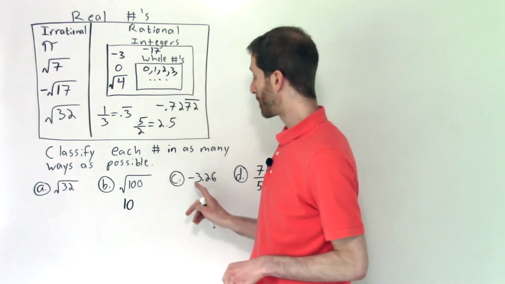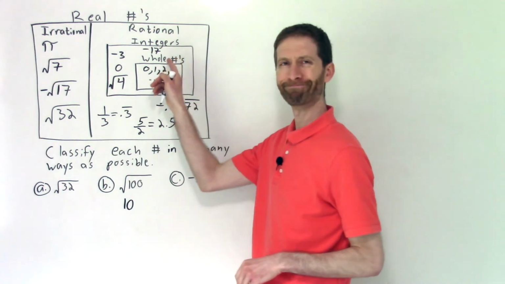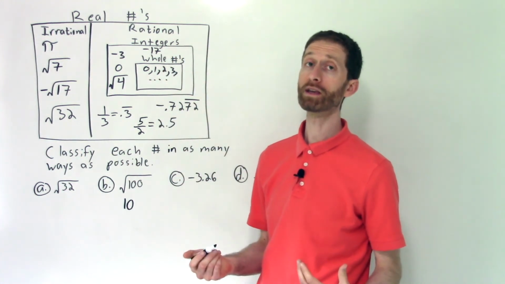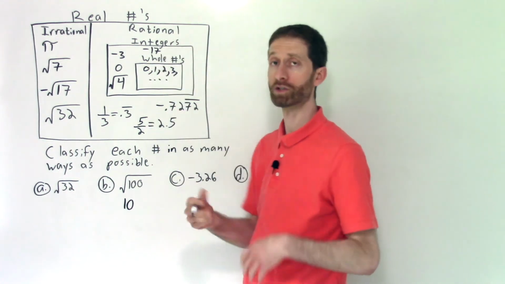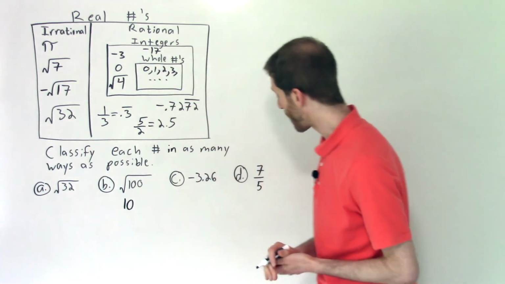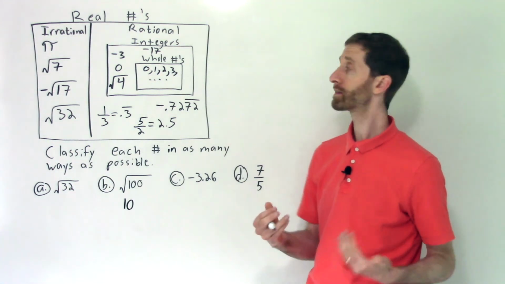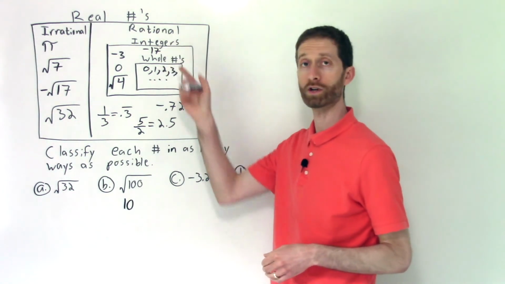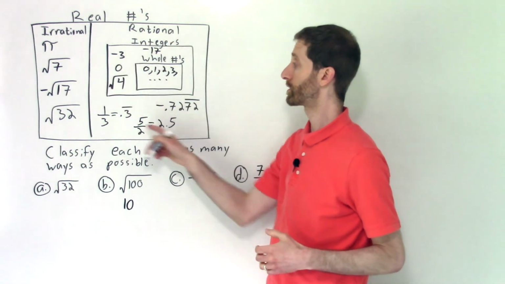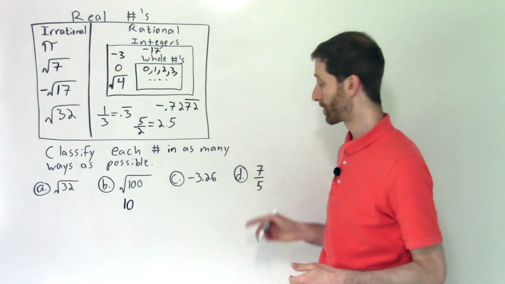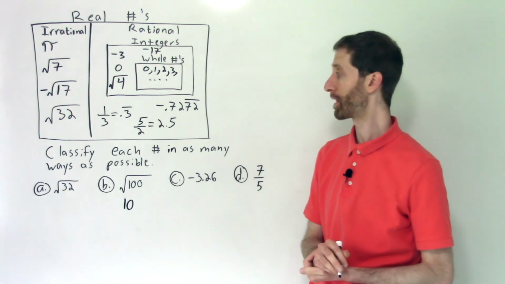And so we look at that and we say, well, is it an integer? No, it's not the opposite of a whole number. So the most specific name we can give it is a rational number, which of course is a real number. And finally, you have 7/5. 7/5 is a fraction. It does not simplify to a whole number or an integer. So it is also considered just a rational number. Since it can be written as a fraction of 2 integers, we know that it's at least a rational number.